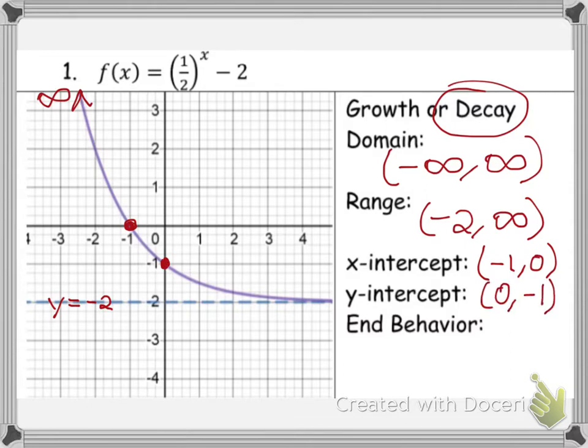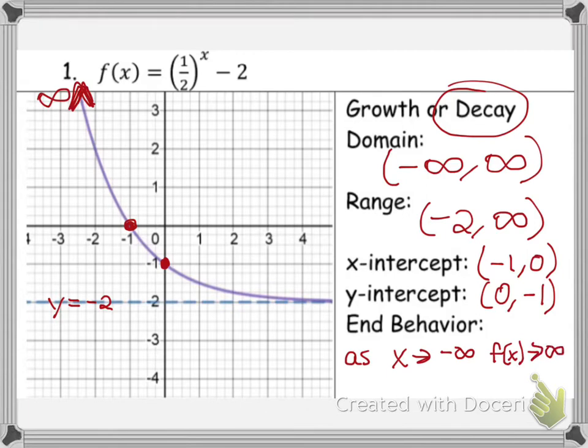Now for my end behavior, on the left side of my graph, where my x is always going to be approaching -infinity, I can see that my arrow's pointing up over here on the left side. So it's going all the way to positive infinity. My f of x is always approaching positive infinity on the left side.